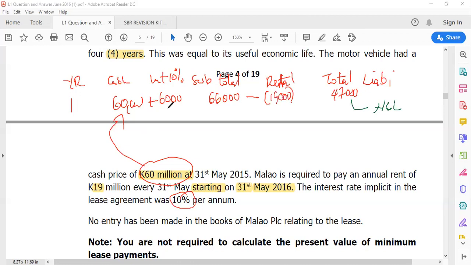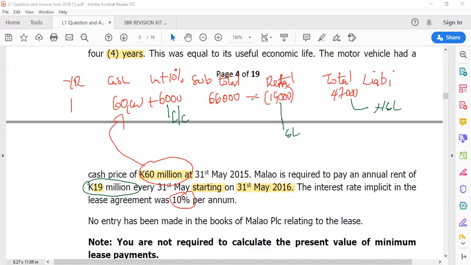Are you seeing? What is our interest? You see this figure is our interest there, our finance cost there. Now look at this figure. This figure is our current liability. You see, current liability, but that is not true. You see why? Because the rules say that this man is supposed to pay 19 million every 31st May, starting 31st May 2016, starting next year. So if this is 2015, then next year will be 2016, which means that next year he is going to make that payment.